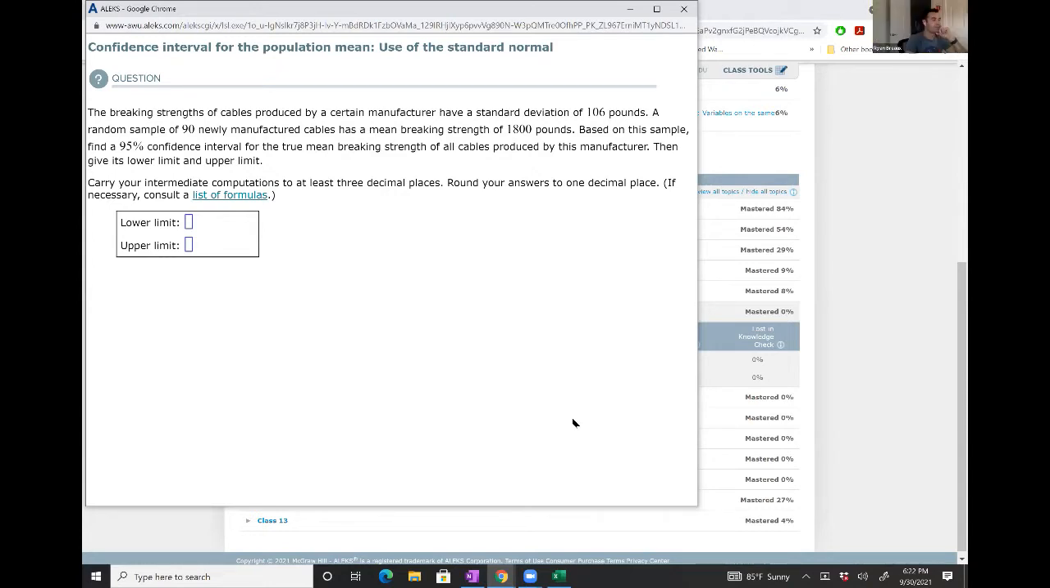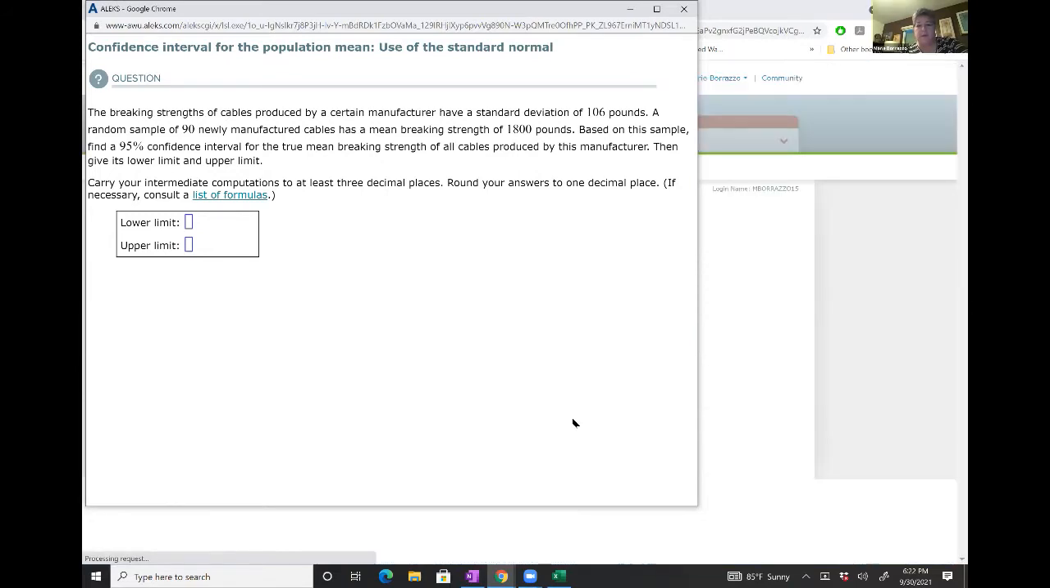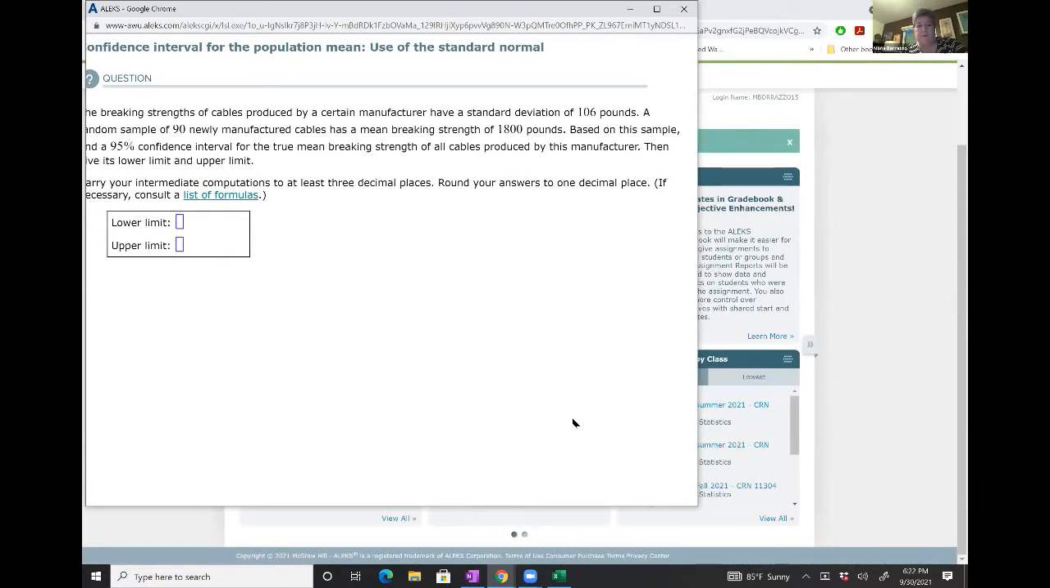And this is the second formula that you wrote down? That's the second formula we're gonna be using, because the first one was for proportion, so the second would be for the mean. Notice that it says carry your intermediate computations to at least 3 decimal places and then round your final answer. This is key. Round your answer to 1 decimal.